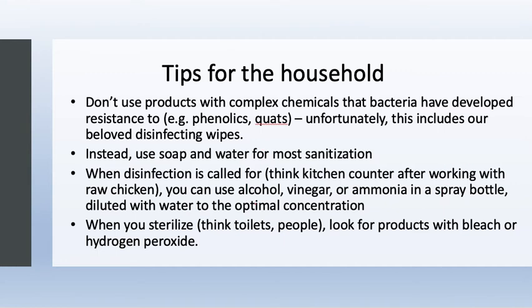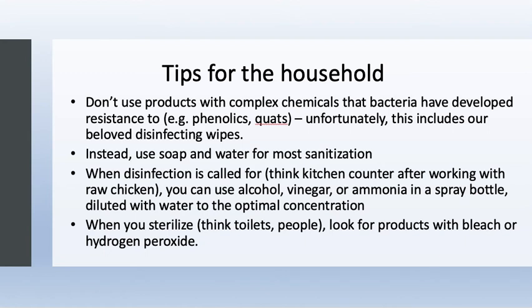If you need to disinfect, think about a kitchen counter after you've cooked with raw meat. You want to make sure you use something to disinfect so that you can kill any salmonella that might be left behind. Alcohol, vinegar, or ammonia. If you just buy some of these compounds from the store, put them in a spray bottle, and dilute them to their optimal concentration, it's really cheap and it won't promote resistance amongst the bacteria on that surface.